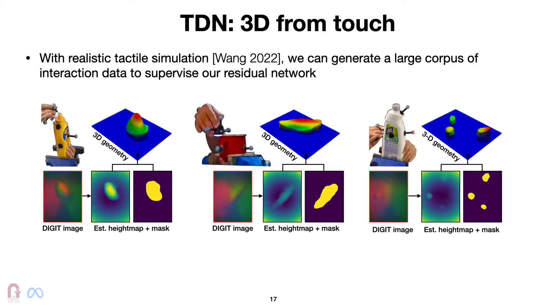Here we can see some sim-to-real generalization results for DIGIT interactions on YCB objects, where we see good generalization of image to height maps and characteristic features captured.